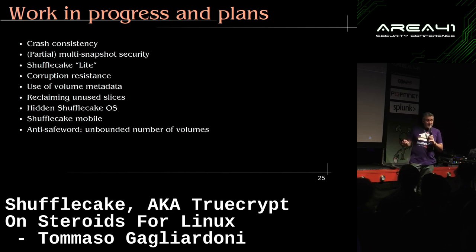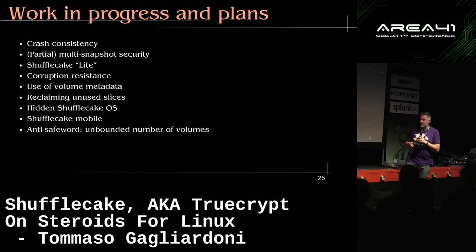What we are about to release very soon is a version that is called Shufflecake Lite, which basically gets rid of the re-randomization idea. Let's stick only to single snapshot security because we think it's good enough. But it solves a bunch of problems. First of all, it solves crash consistency. It gets rid of this 30% slowdown, and still keeps all the operational advantages of Shufflecake.